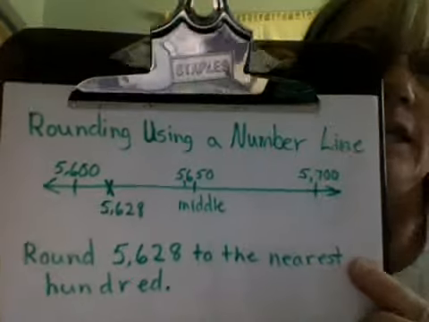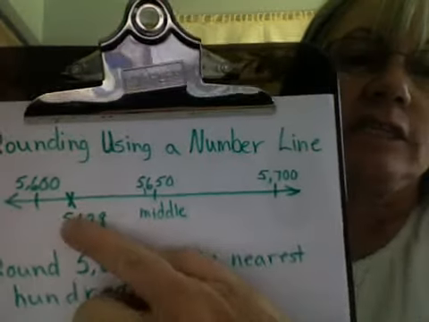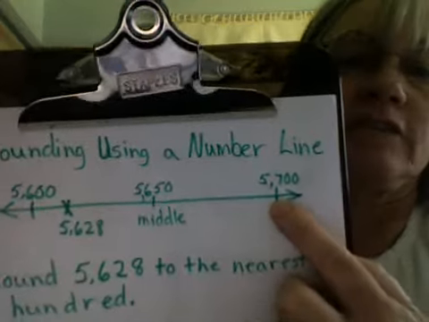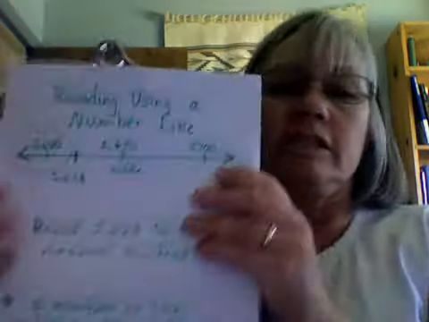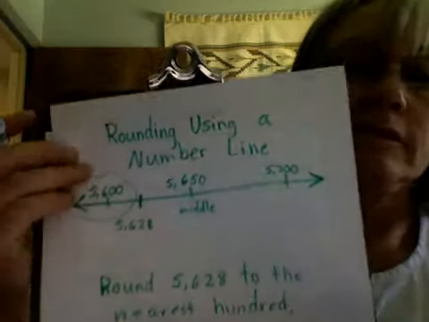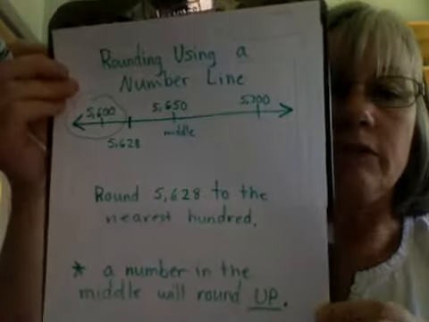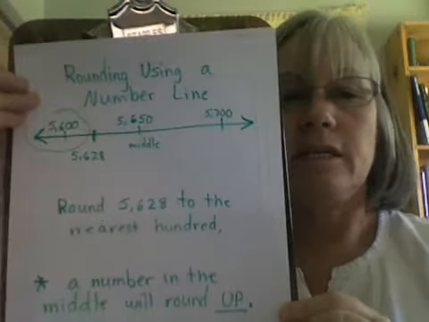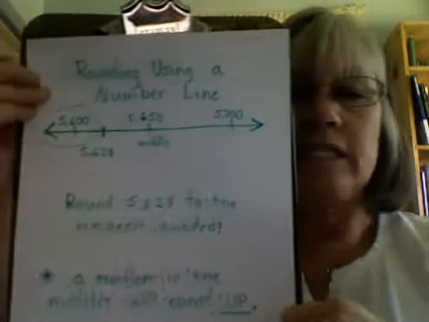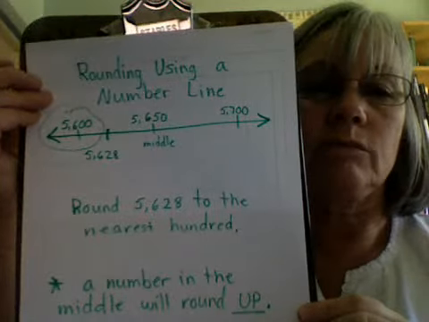And I'm sure you figured out that 5,628 is closer to 5,600 than it is to 5,700. I'll show you this illustration as well. It's true, once again, as it always is with rounding for our purposes in school, if your number lands exactly in the middle, always round up.